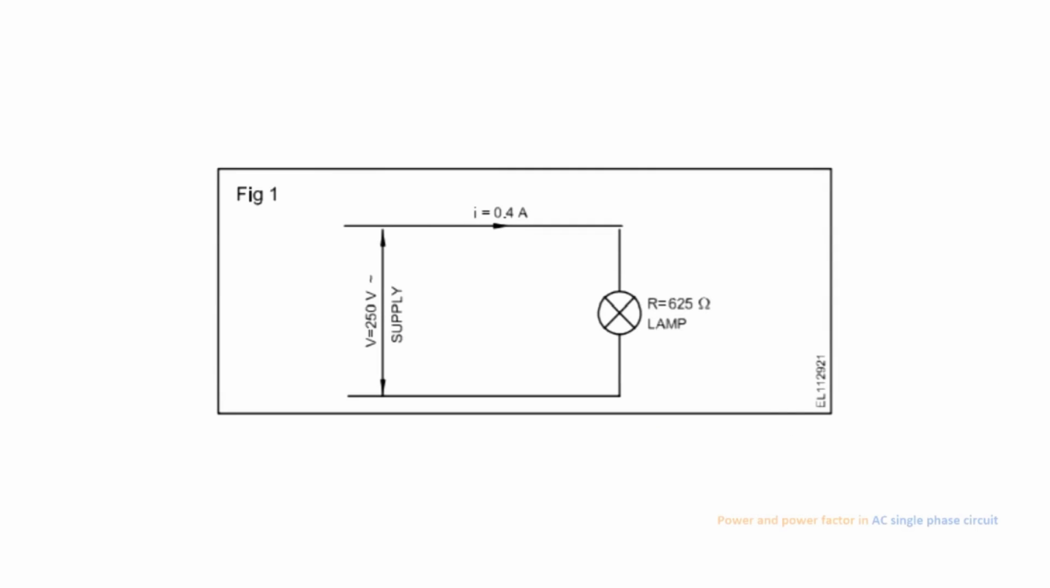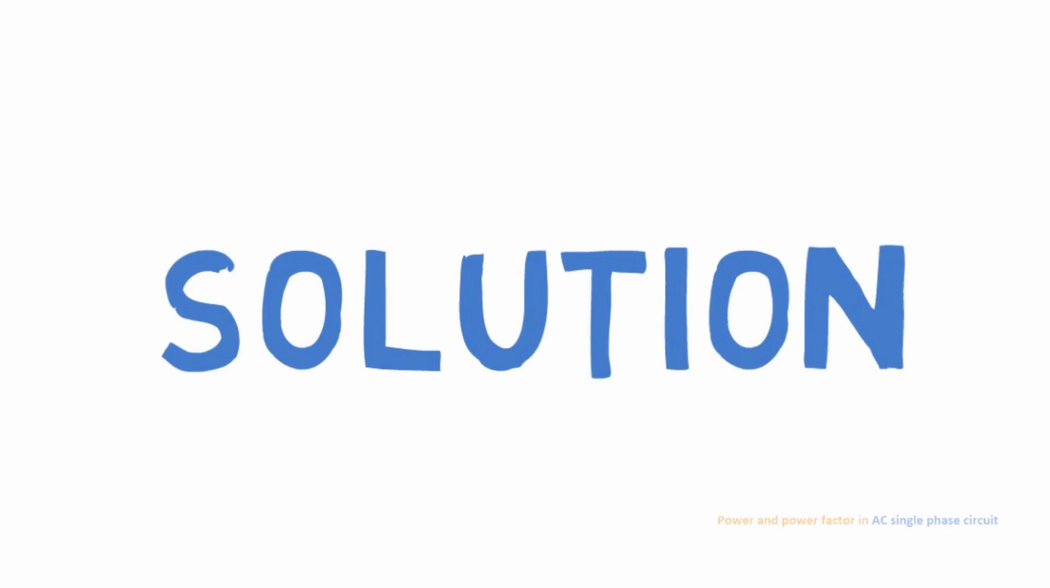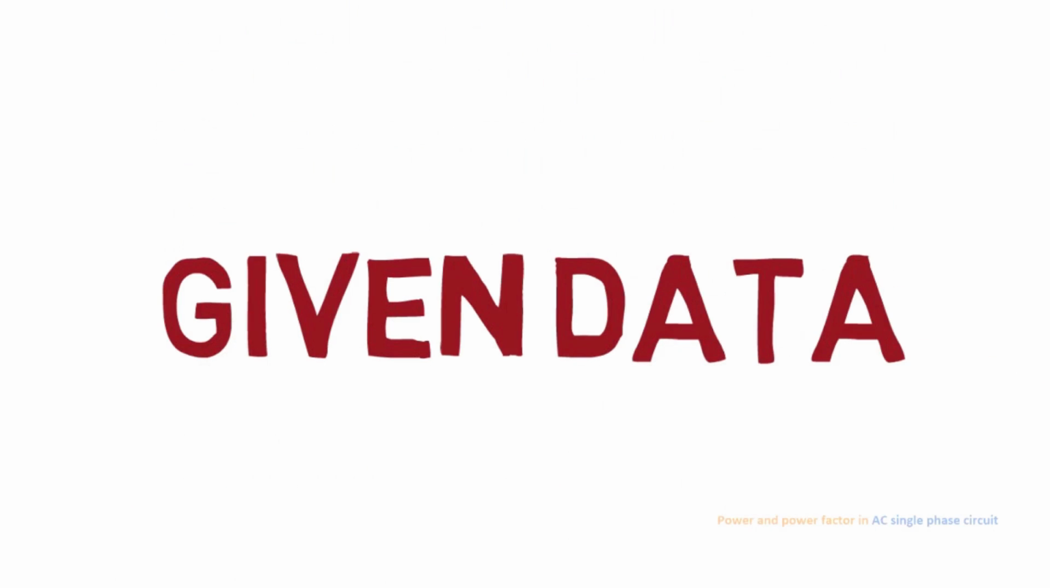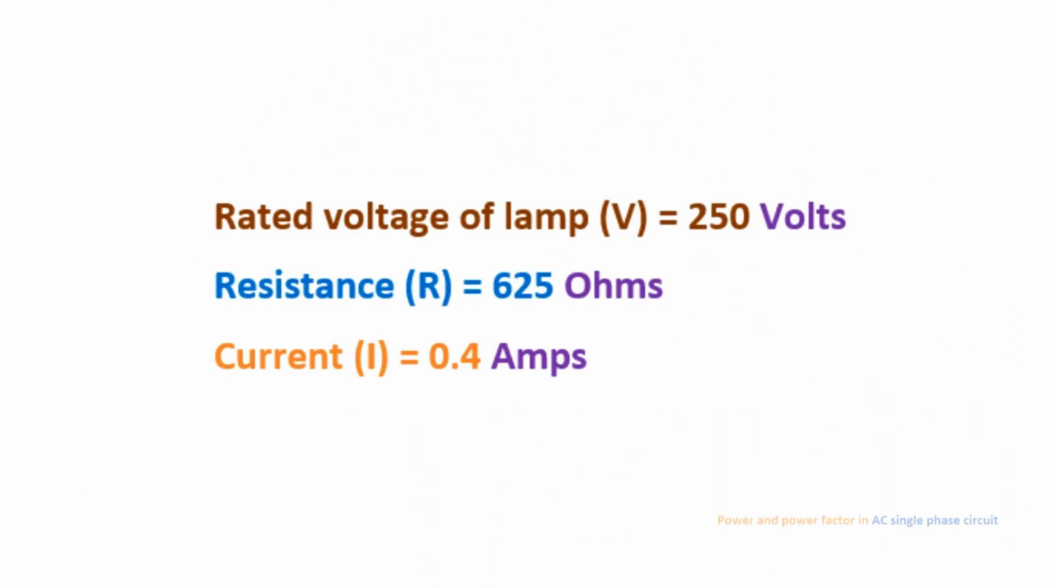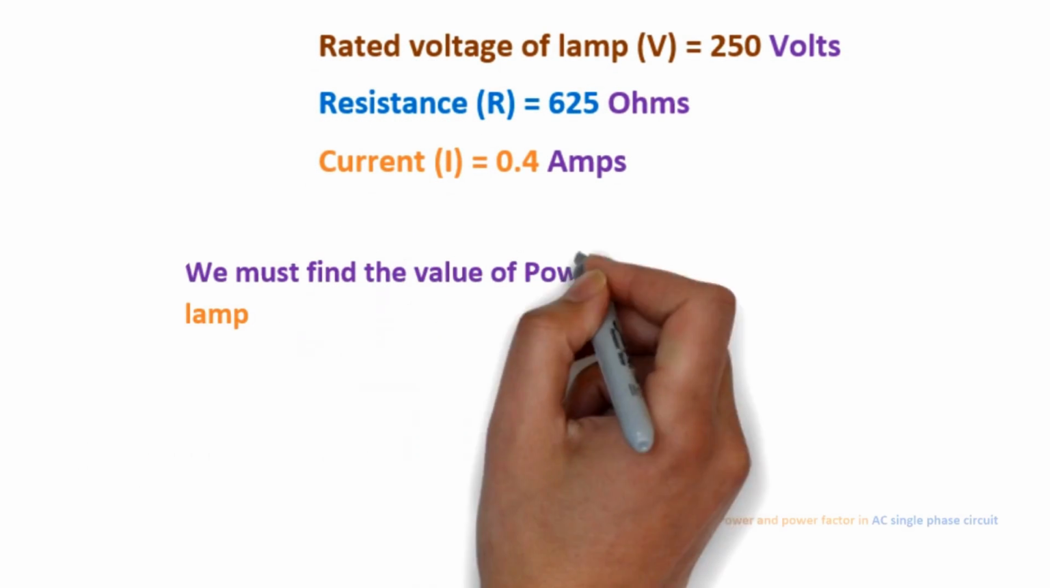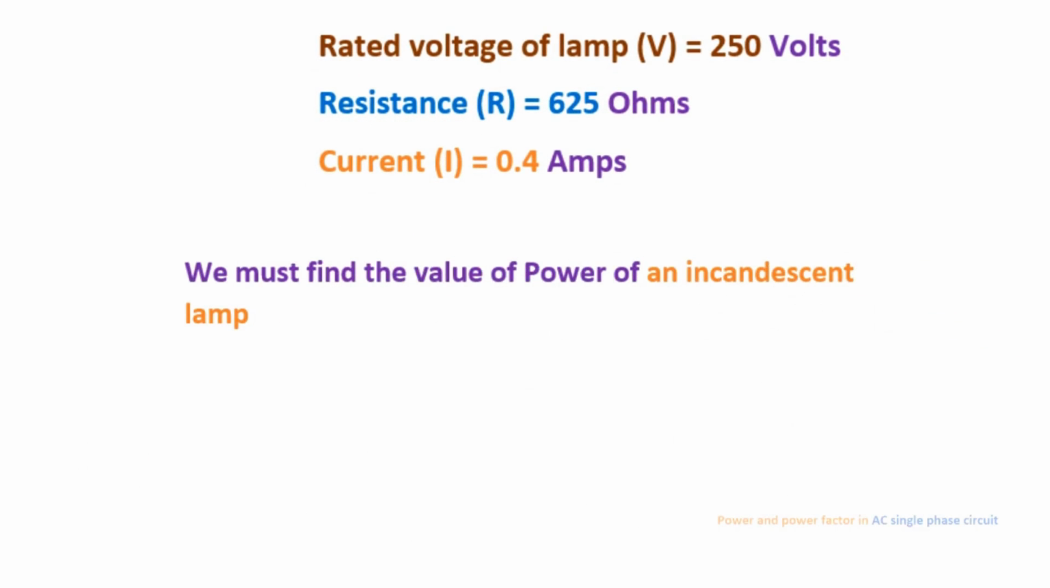Solution. Given data: the given values are rated voltage of the lamp V is equal to 250 volts, resistance of the circuit R is equal to 625 ohms and current of the circuit I is equal to 0.4 amperes. Here we must find the value of power of an incandescent lamp.